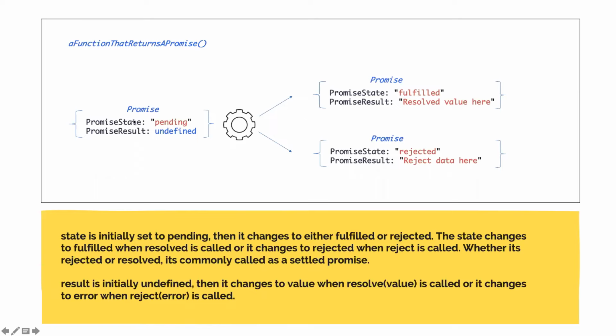In case the promise was resolved, we get the resolved value. In case it was rejected, we get the rejected data or the error here. Okay, simple. As soon as a function that returns a promise is invoked, we get a promise object. It has 2 properties, promise state and promise result. And they change in real time, the promise state becomes fulfilled or rejected, and the result is updated accordingly. Clear so far?